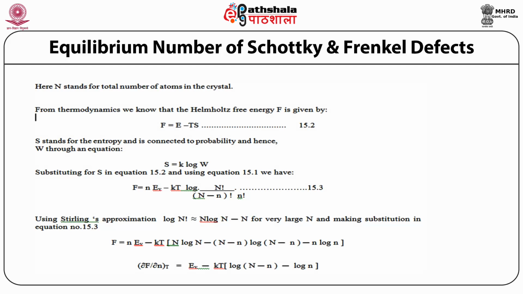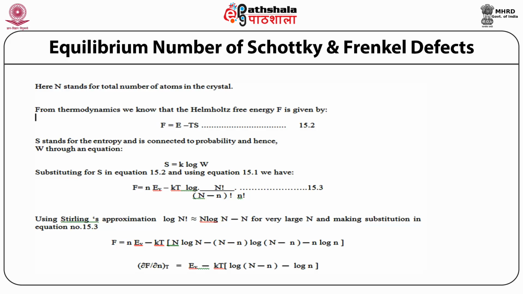From thermodynamics, we know that the Helmholtz free energy capital F is given by F equal to E minus T into S, expressed as equation 15.2, where capital S stands for the entropy and is connected to probability, and hence W, through an equation S is equal to k log W. Substituting for S in equation 15.2 and using equation 15.1, we have F equal to n into EV minus kT log of N factorial over N minus n factorial into n factorial, expressed as equation 15.3.